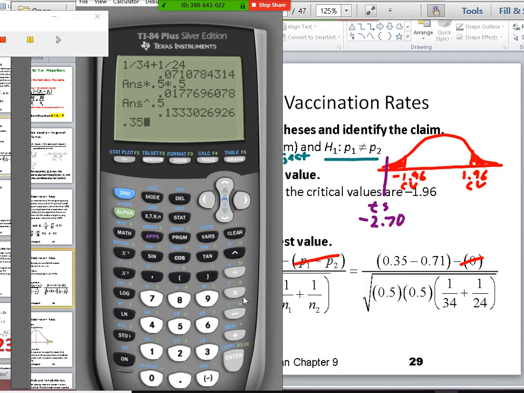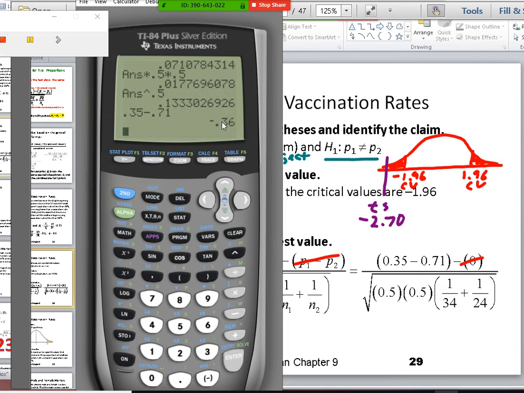0.35 minus 0.71. Enter. That's your top. Take the top, divide by the bottom, divide by 0.13330, and there I get negative 2.70. So that's my test stat. Negative 2.70, and you're going to put it in where it goes in your picture.